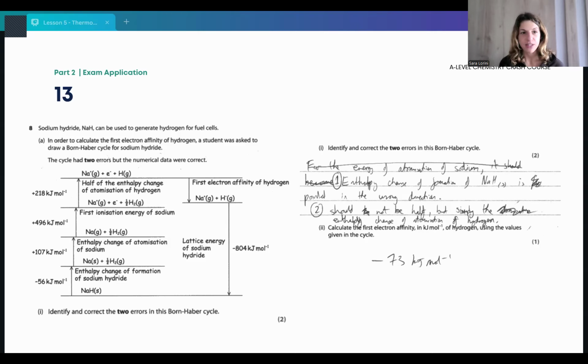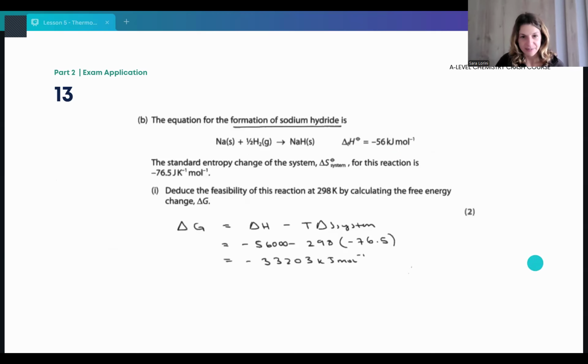Okay, and whoever got minus 73 was correct. It means that you didn't make the mistakes, and they're written over here. I wanted you to just think for a moment here: what is the most common mistake with the Gibbs free energy?